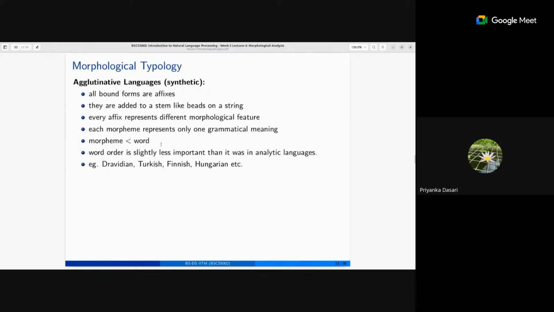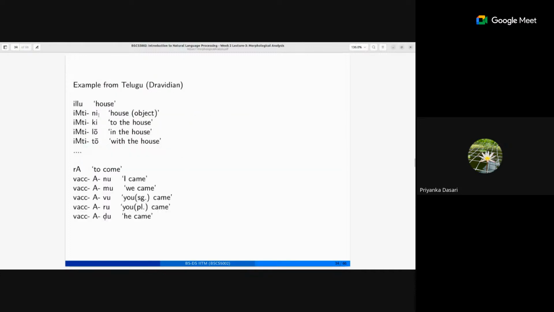But when it comes to agglutinative languages, here the morphemes are added to the stem like beads on a string. All the morphemes are bound. Here, I'll explain. In Telugu, inti, ni, ki, lo, to, these are the case markers. So, illu, inti is illu. This is the base. So, to the base, all these morphemes are attached.